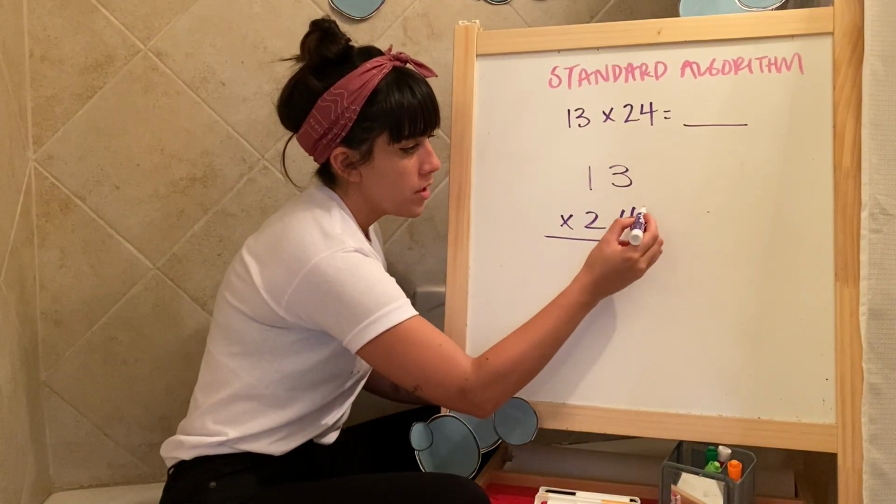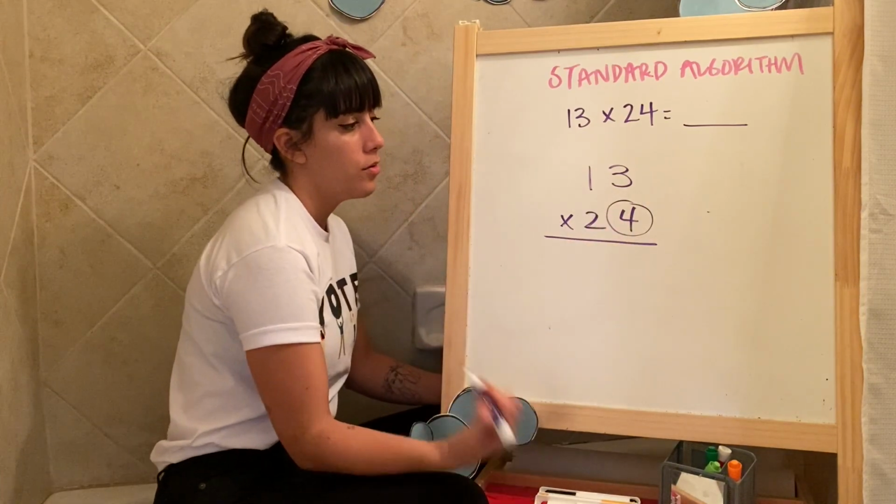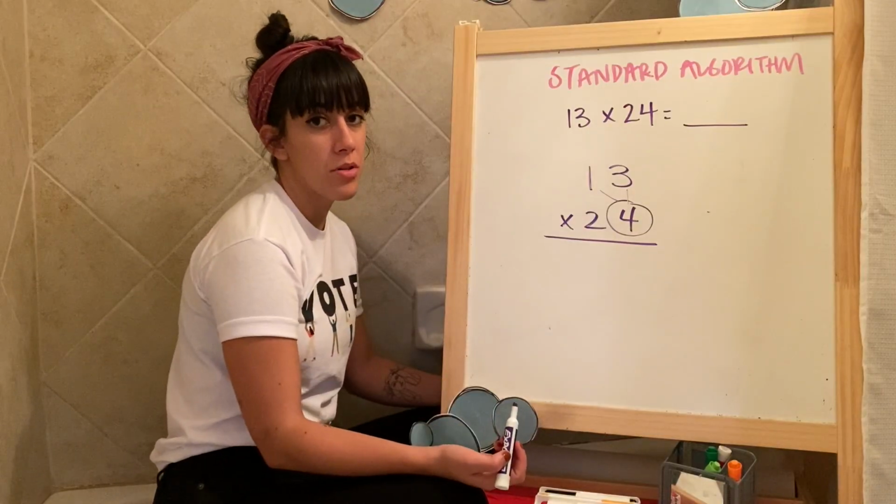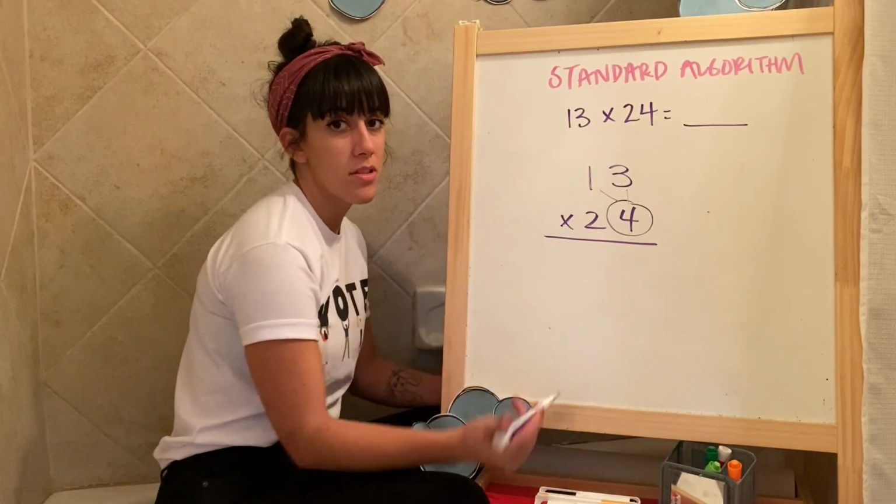You are always going to start with the bottom right number, and you're going to multiply up to however many numbers you have and be placing your numbers down.